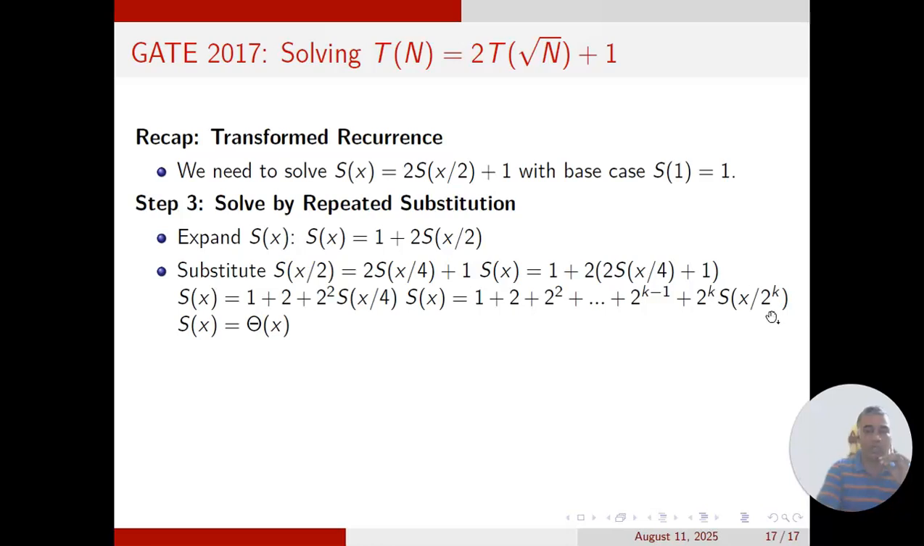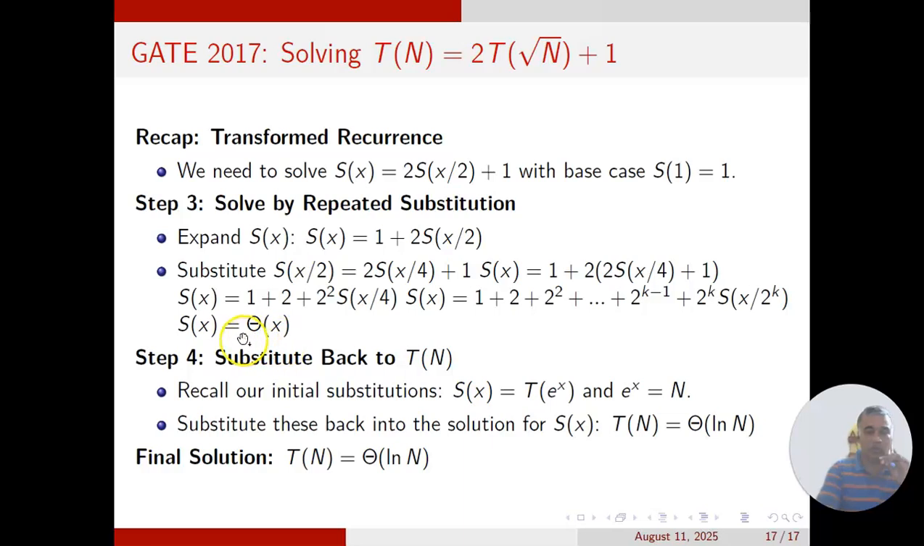If you assume x as 2 power k, then it will be boiled down into a base case. Then it is S of x as 1 plus 2 square plus so on up to 2 power k. It's a GP series. Then you can write it as 2 power k minus 1 by 2 minus 1. That is order of 2 power k. As we know that x is 2 power k, we can say that S of x as theta of x.